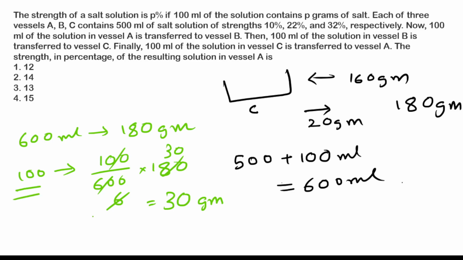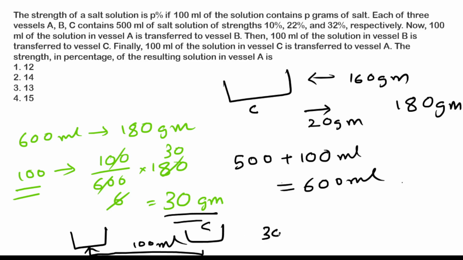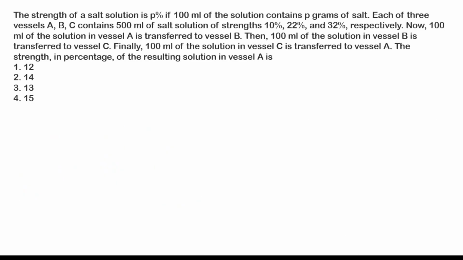So now is the third event. What is the third event? Third event is basically to transfer C to A. We are transferring 100 ml from C to A. So that means we are transferring this 30 gram of salt. Now because we are trying to transfer this 30 gram of salt, what does it mean?